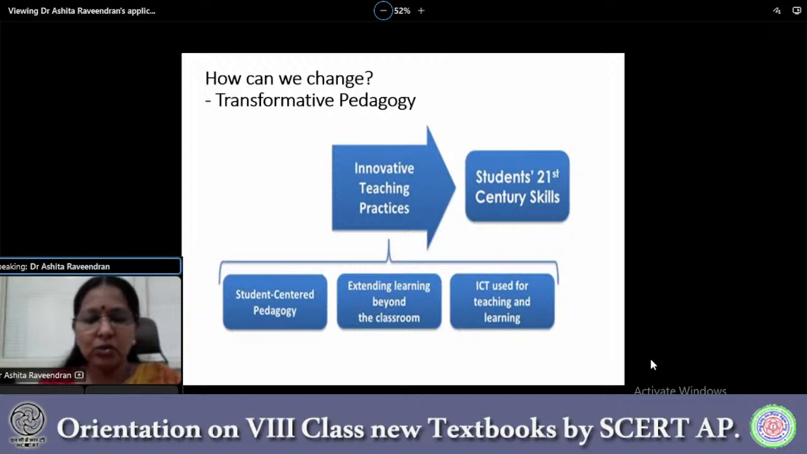Now, to acquire these learning outcomes, how will we make these changes? We need to change our pedagogy. Our teaching practices, the way we teach, have to change. We need to use transformative pedagogy, where we use innovative teaching practices so that our children get the 21st century skills, and it should be student-centered pedagogy. It should extend beyond the classroom. We can use various ICT tools which are available for transacting these materials in our classroom.